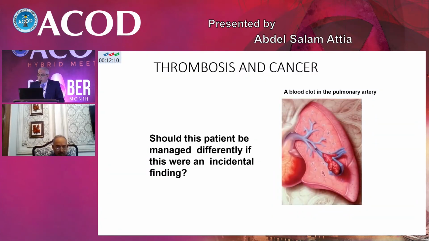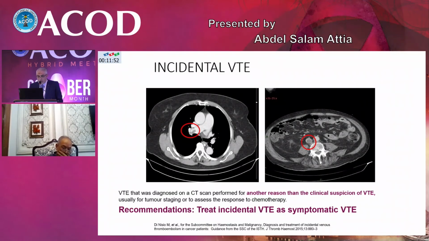So, if we incidentally find a blood clot in the pulmonary artery, should this patient be managed differently than if it was symptomatic? What is the difference in management between symptomatic and asymptomatic patients? As a matter of fact, there is no difference. Both should be treated the same. This refers to venous thromboembolism diagnosed on a CT scan performed for a reason other than clinical suspicion of embolism, usually for tumor staging or assessing the response to chemotherapy.